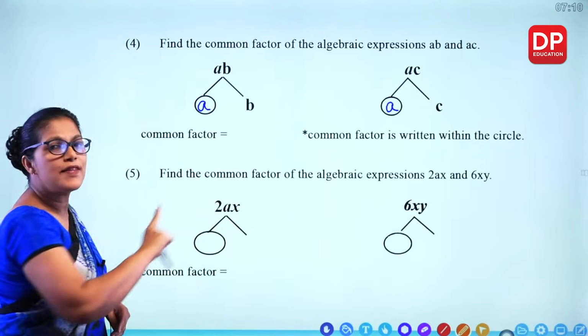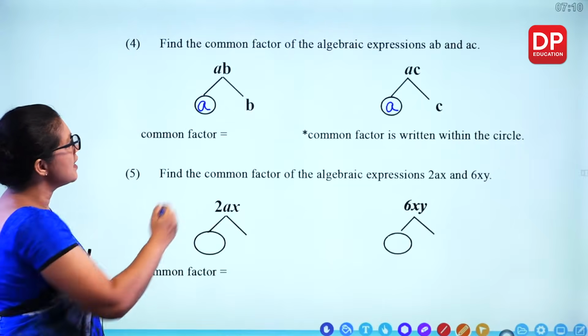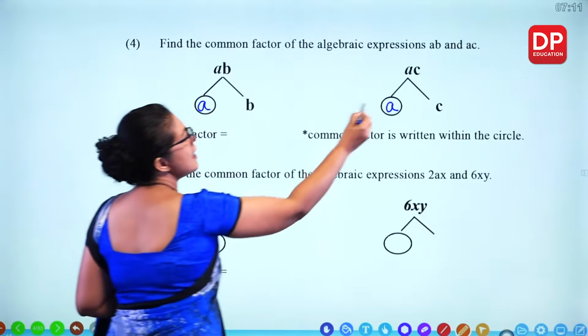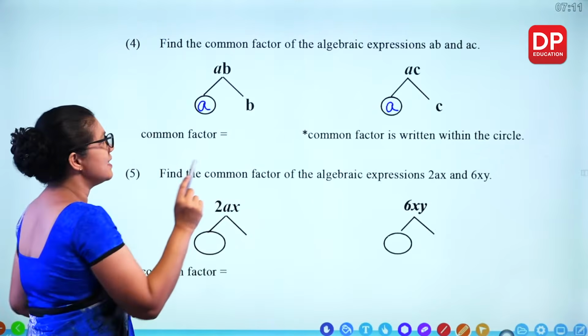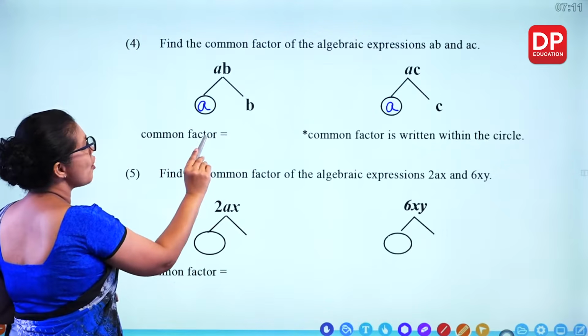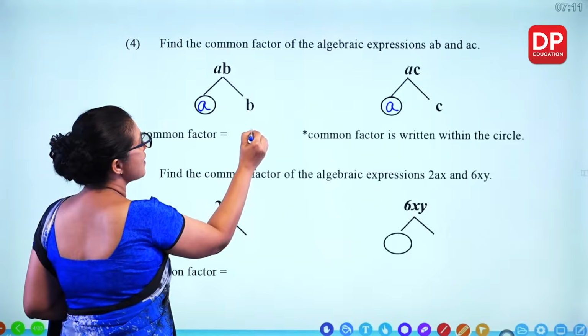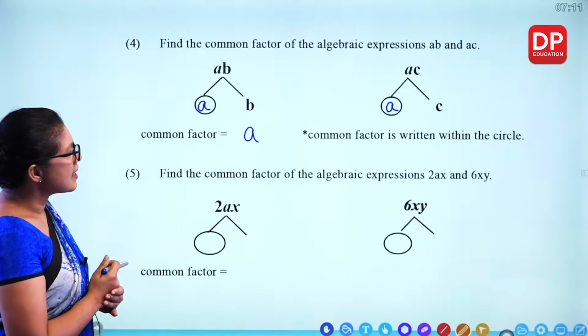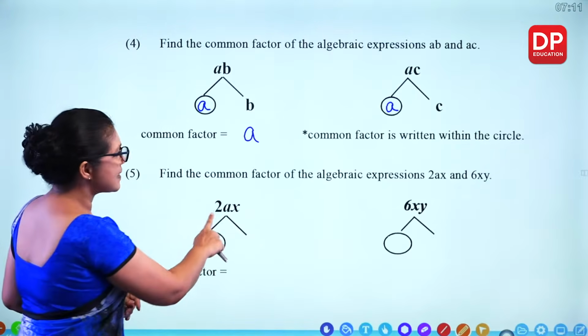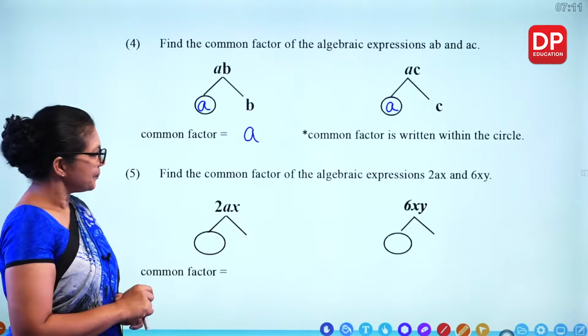Now compare these two. What can you see? We can see this one is common. The common factor is written within the circle. So what can you write about the common factor? Common factor is a.